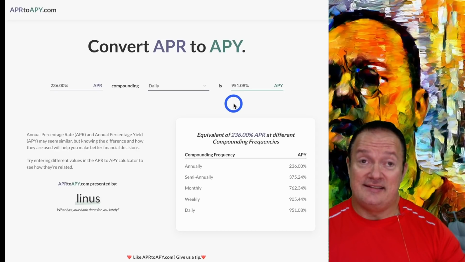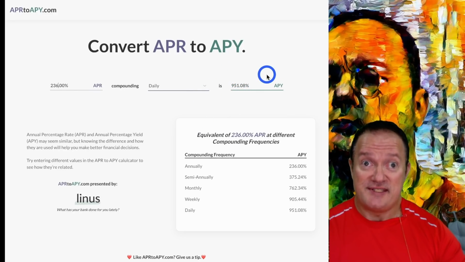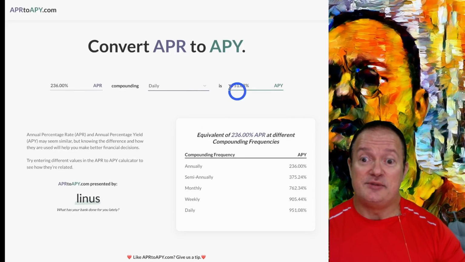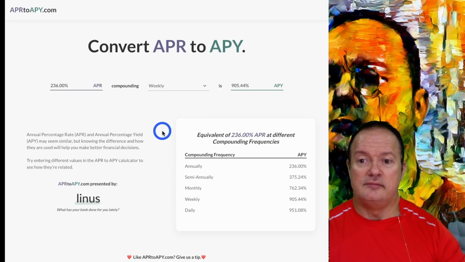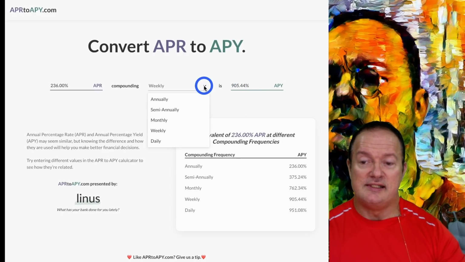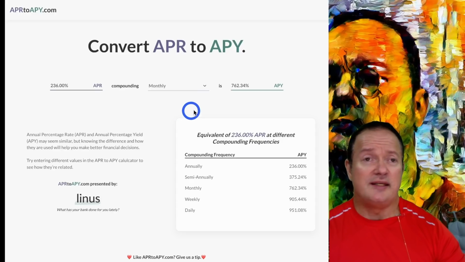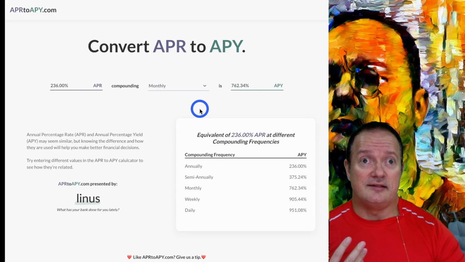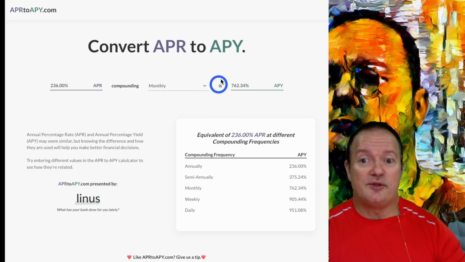Not bad. Not bad at all, considering that we're already earning 100,000%. So think about that. If you want to get some extra yield, that's a possibility. Of course, you could do it weekly. You're still earning 905% APY, and monthly only twice. So let's say you have a smaller amount like I have, and I reinvest only once a month. I'm still earning an extra 760% per year.